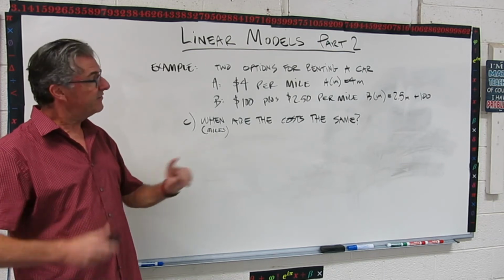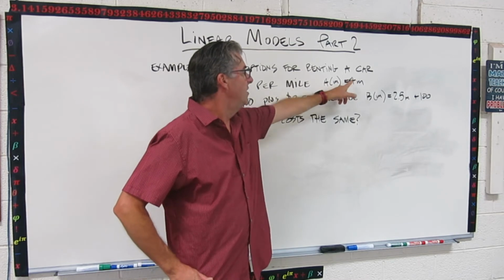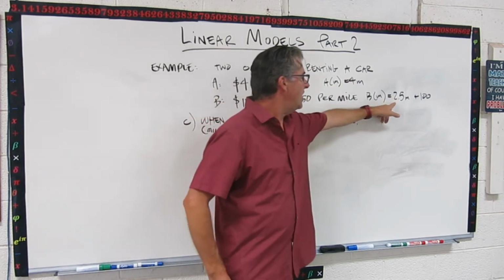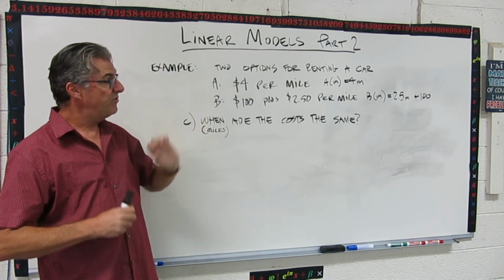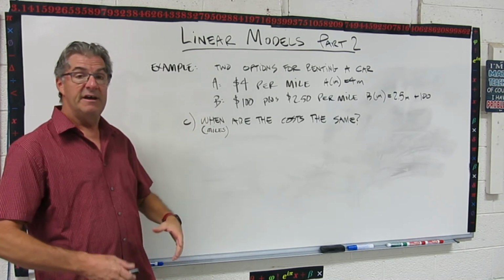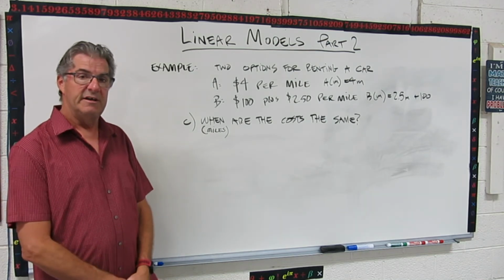So think about this. We have two equations. Here is the cost as a function of miles for option A, and here is the cost as a function of miles for option B. Now there's a way to use both those equations at the same time and find the miles where the costs are the same. So pause the video and think about that.